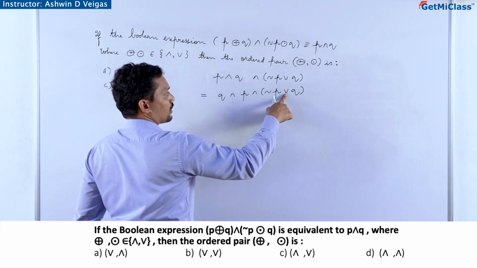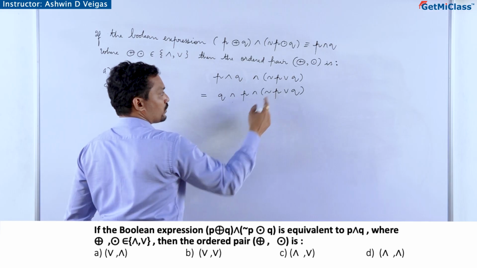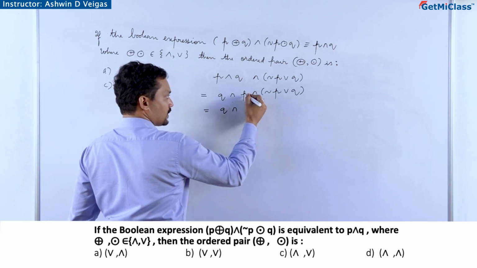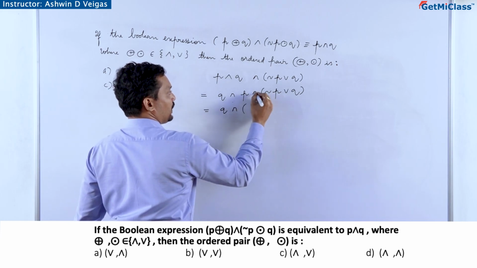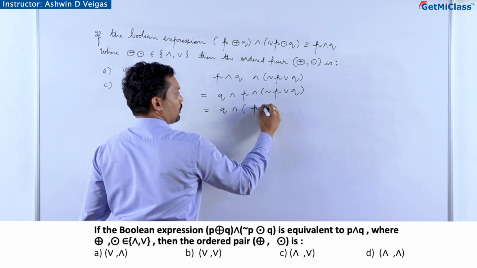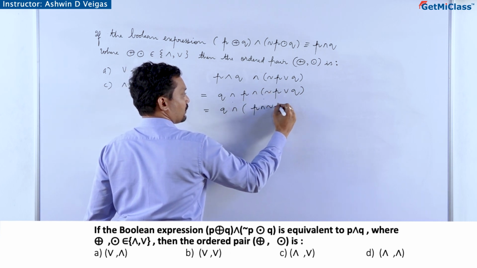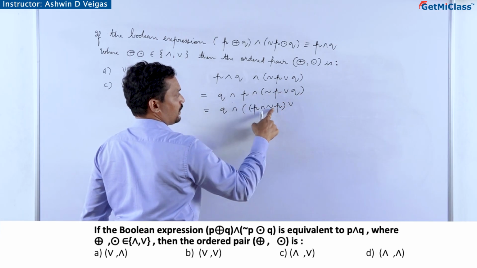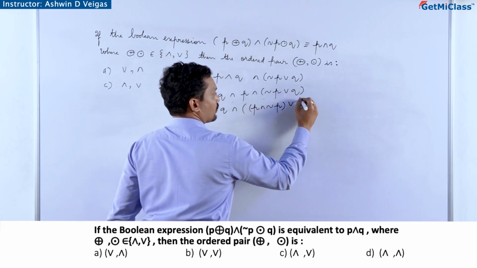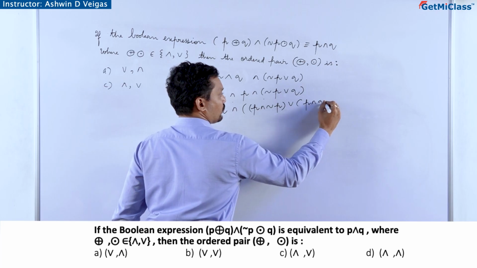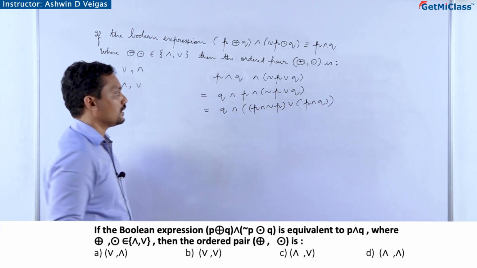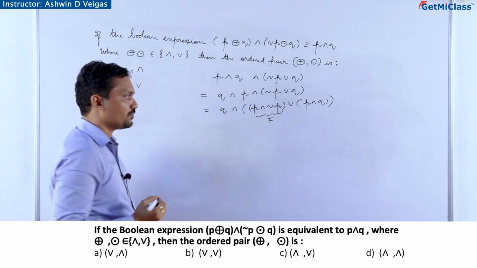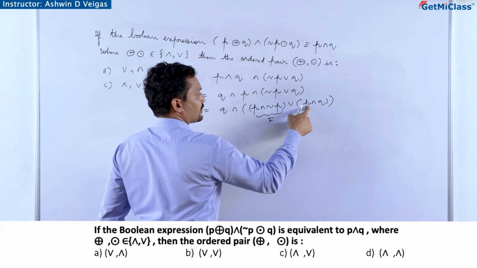Now here or is inside and and is outside, so we can go for the distributive law. So this is Q and, now when you use the distributive law inside, this will become P and negation of P, or P and Q. So it will be like this. Now P and negation of P will be a fallacy. P and negation of P is fallacy. Fallacy or something will be the same thing.